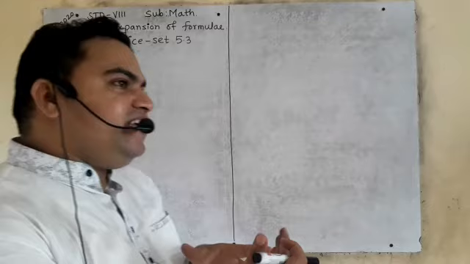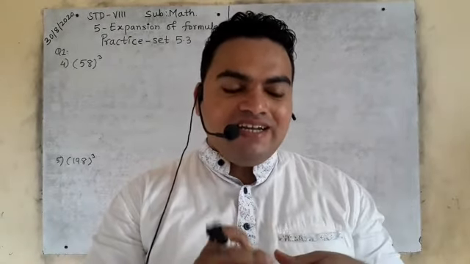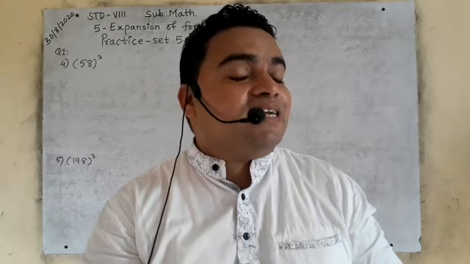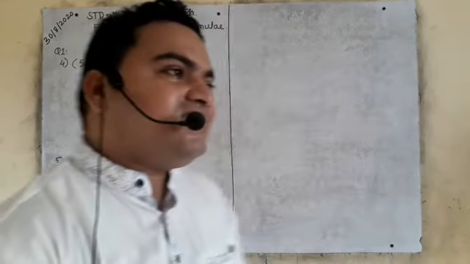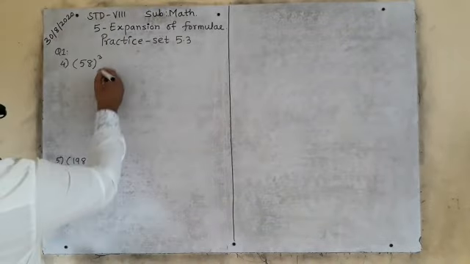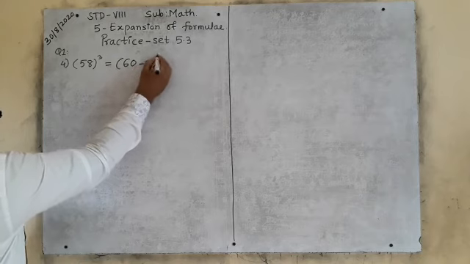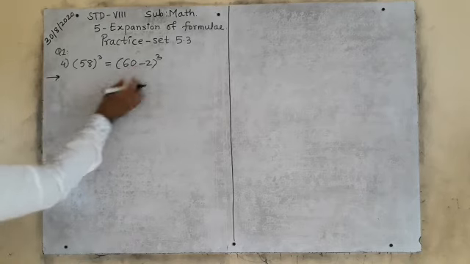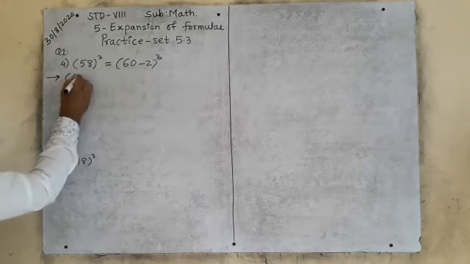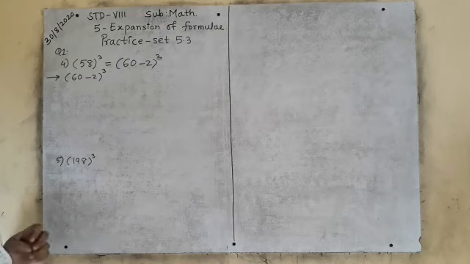Okay. So 58 is close to which number? 60 or 50? 58 is closer to which number? 60 or 50? It is closer to 60. Therefore, we will use 60 minus 2. Look at here. This 58 will convert into 60 minus 2 bracket cube. Okay. Then we will take the question. Now it is 60. Okay. 60 minus 2 bracket cube. Do you understand how to solve this?